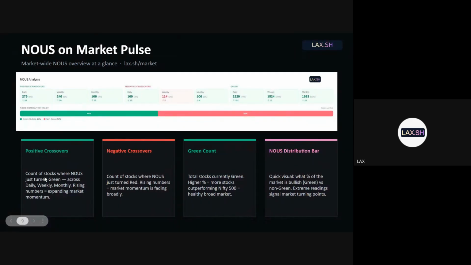So the count of stocks where news just turned green across daily, weekly, monthly. Rising numbers means expanding market momentum. Negative crossovers, if they are expanding, then it means negative momentum is expanding, positive momentum is fading. Green count, if it is rising, it means broadly the market is turning to be good.